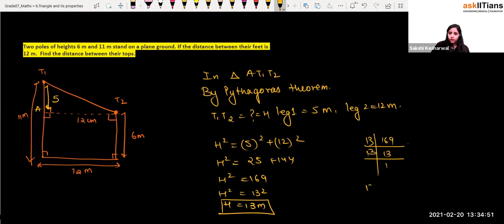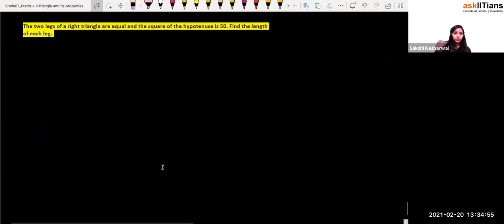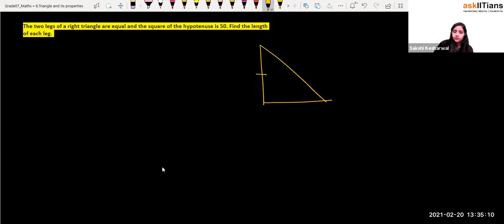So 13 square can be written like this. Okay, now coming to the last question. If the two legs of a right angle triangle are equal and the square of the hypotenuse is 50, find the length of the legs. It says the two legs of a right angle triangle are equal, and the square of the hypotenuse is 50. It's already given.